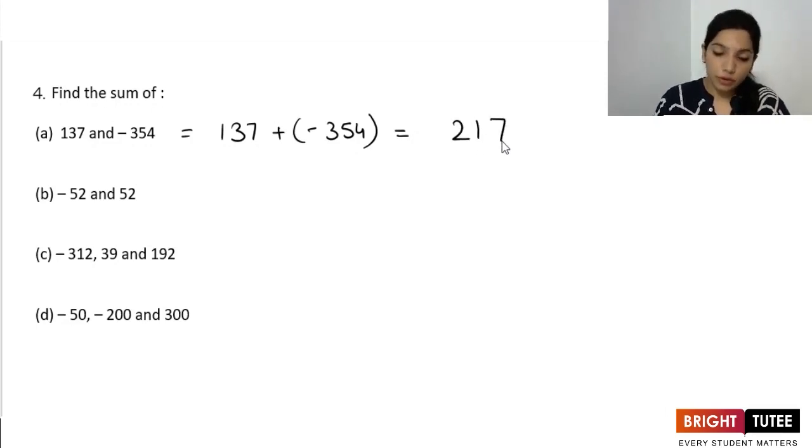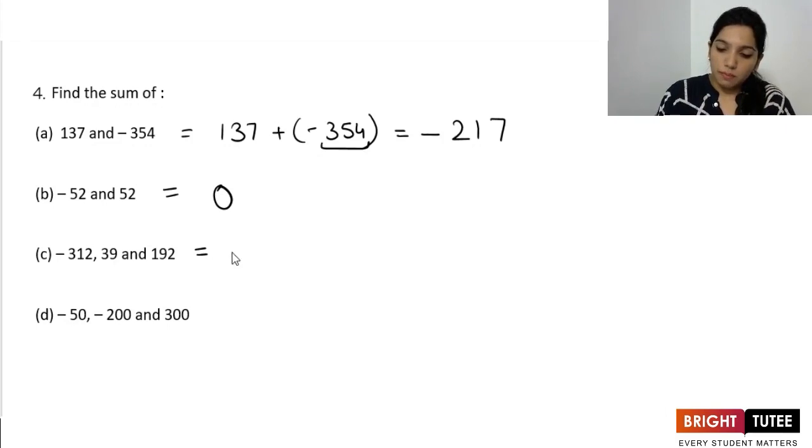Now which sign are we supposed to put here? The sign of the bigger number, that is minus 354. So 354 is basically the bigger number, so we have kept its sign. Now minus 52 and plus 52, they are additive inverses, so the answer will be 0.